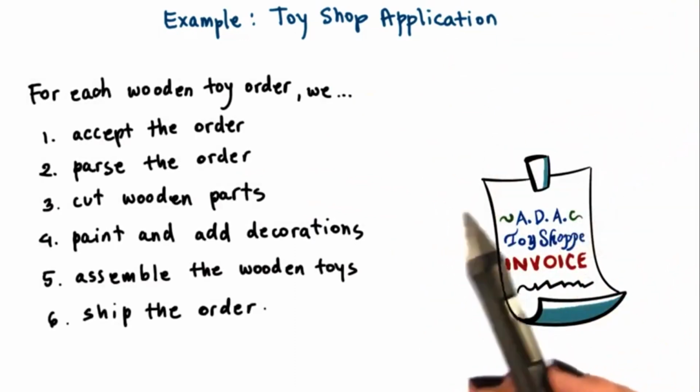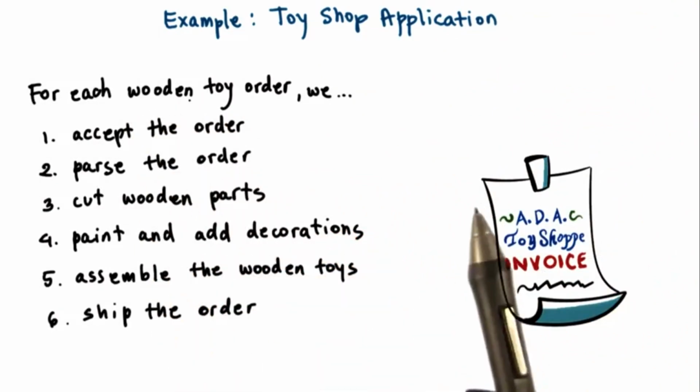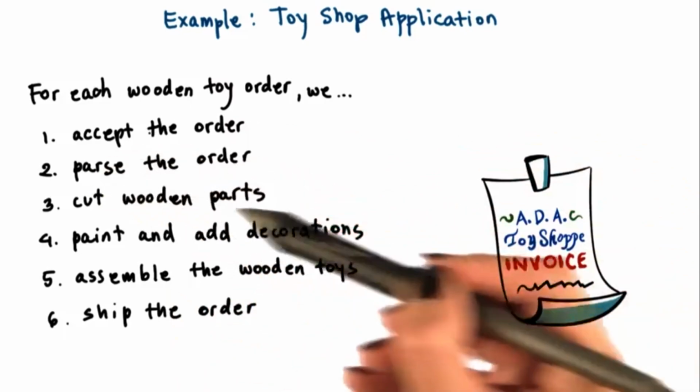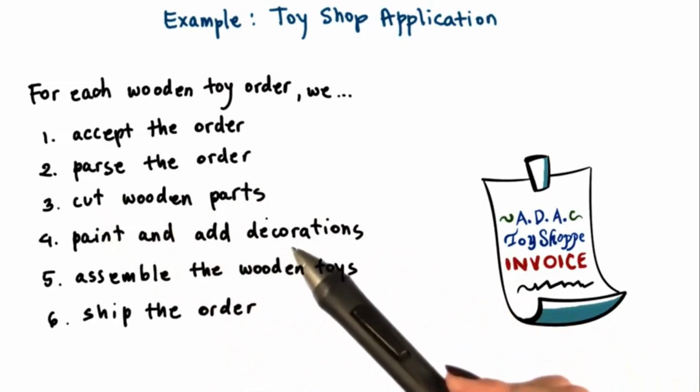In this application, for each toy order we receive, and let's say we're sticking to wooden toy orders, we have to perform the following steps. First, we have to accept the order from the customer. Then we have to parse the order to see what it's for. Then we have to start cutting the wooden parts for the toy.